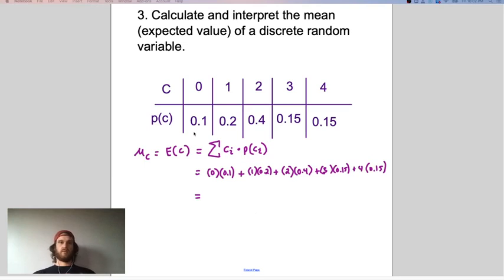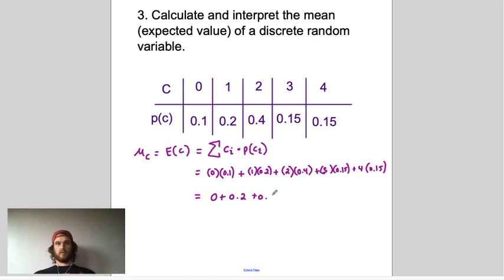All right, well, 0 times 0.1 is 0, so that's easy. Plus that is going to be 0.2. That is going to be plus 0.8. That is going to be times 3. Plus 0.45 plus 0.60. And when you add all those up, you get 2.05. So the expected value of C is 2.05 cats. We can expect the randomly selected English teacher on average to be somewhere close or centered around 2.05 cats.